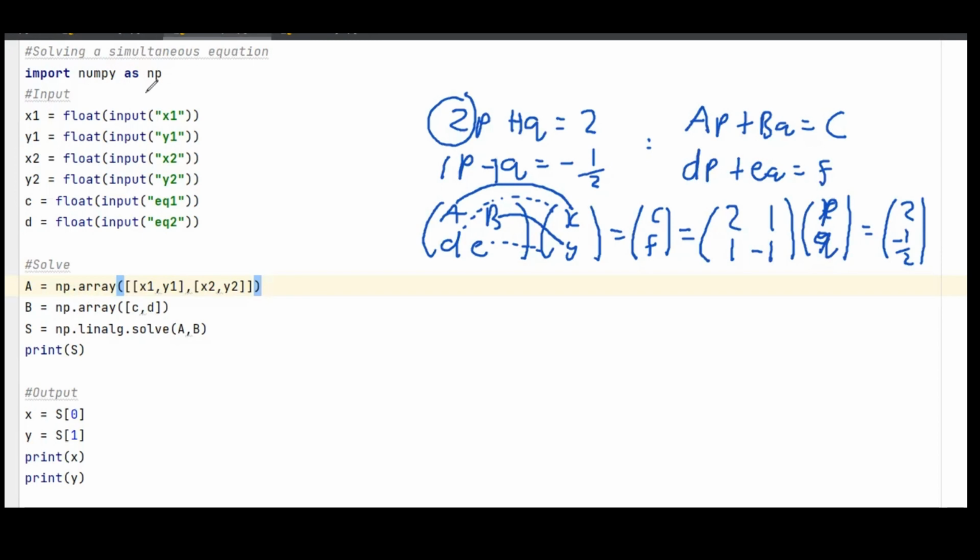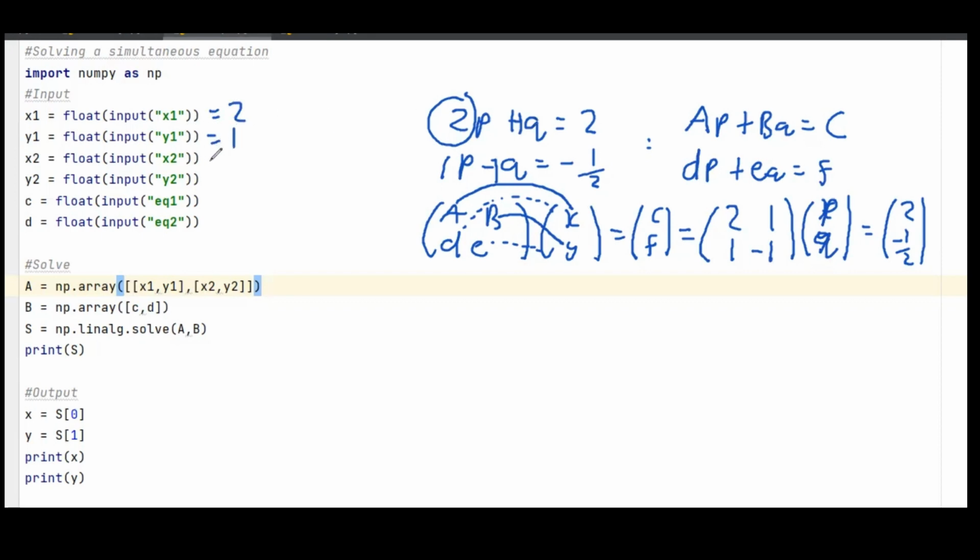So a mathematical model has 3 things: input, solve, output. So here is our input. Our input is float x1, y1. We talked about this in the previous one, what float means. But x1 will be our coefficient, which will be 2, and y1 would be 1.